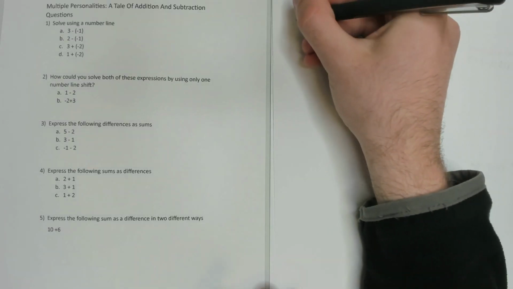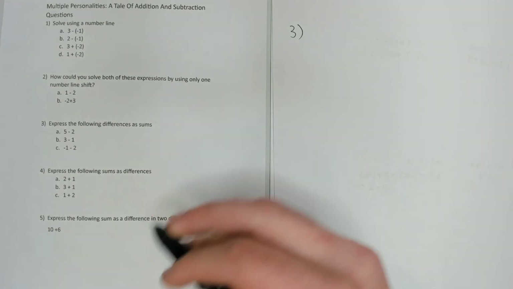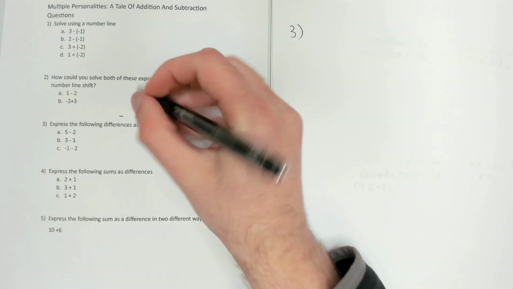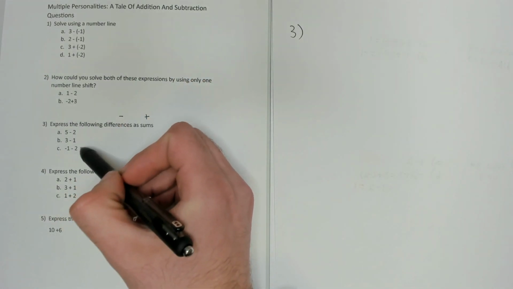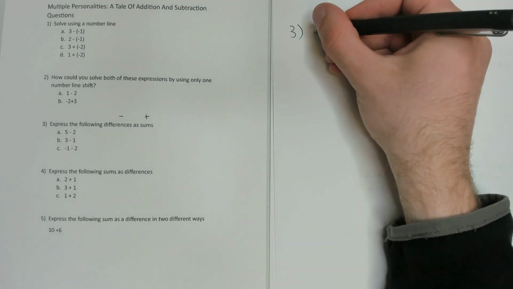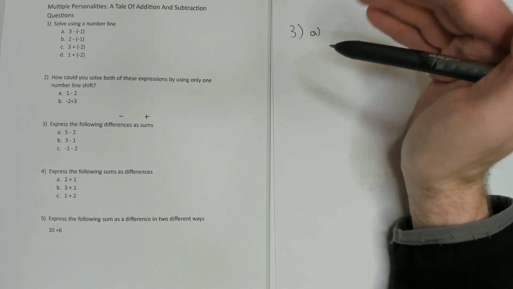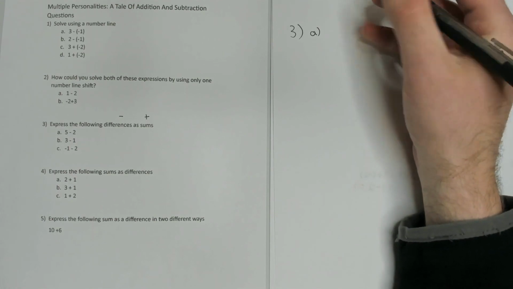All right, so moving away from number lines now, if we look at number 3, it says express the following differences as sums. So remember, a difference refers to subtraction and a sum refers to addition. So all of these here, we have things that are being subtracted, but it wants us to write it with addition instead. So the key thing to note is that subtraction is the same thing as adding a negative, right? Because they both shift in the same direction.